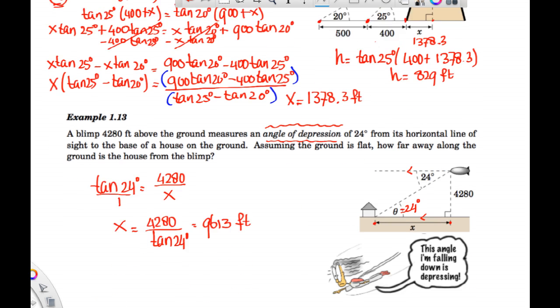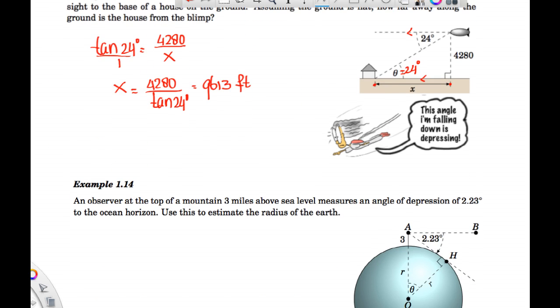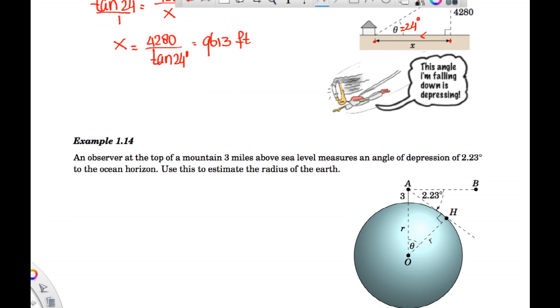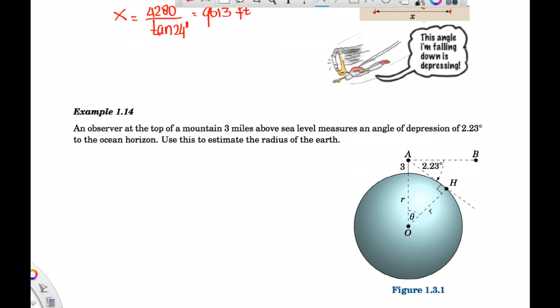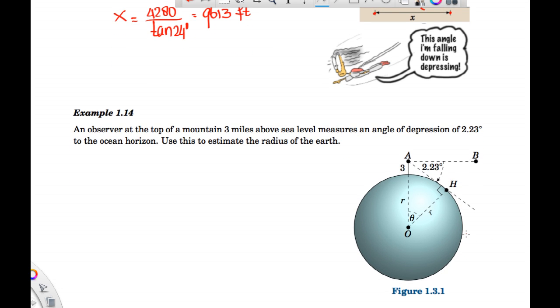Okay? Alright. One more problem. This one's a little more difficult, but not too bad. We're going to try to estimate the radius of the Earth, and this is what I meant with indirect measurement. I guess I was ahead of myself. We didn't do that yet. So we're going to indirectly measure the radius of the Earth by using trigonometry.